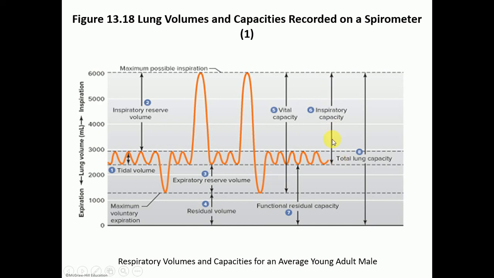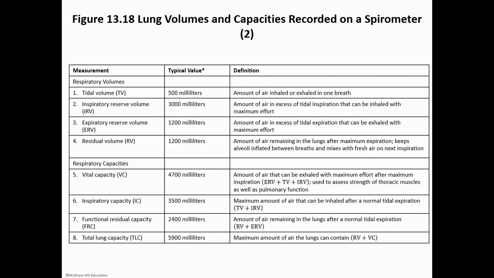The inspiratory capacity would be the inspiratory reserve volume plus the tidal volume. The total lung capacity would be adding all of these different volumes together, okay? Again, a volume would be just one of these, while a capacity would be adding two or more volumes together. So here's a table with the different definitions. Don't worry about the numbers. Do worry about the definitions though, and how to calculate the different capacities.